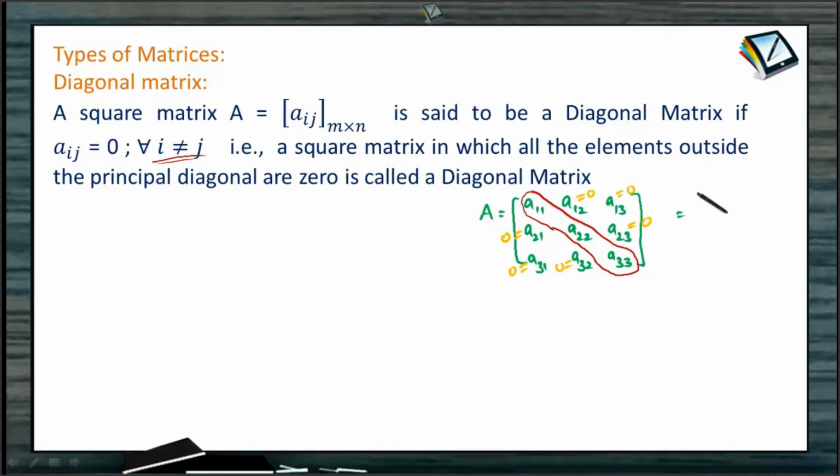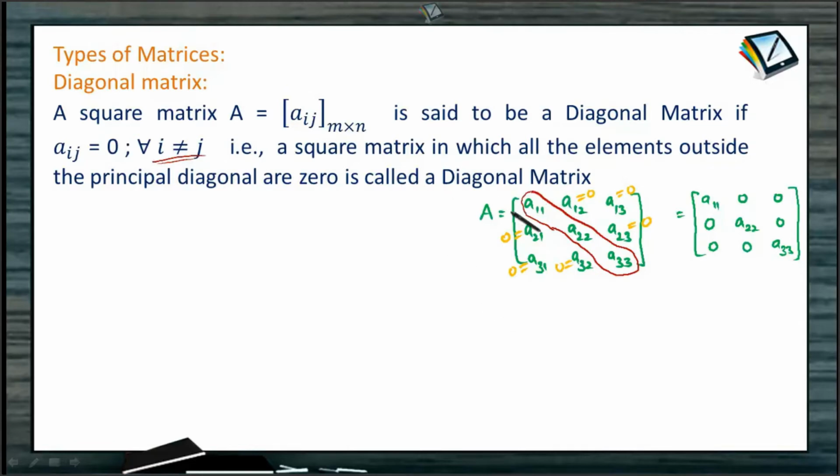Then how will this matrix be? When you write the entries with zeros at non-diagonal places and the diagonal elements as they are, then this is A11, 0, 0, 0, A22, 0, 0, 0 and A33. Except at the principal diagonal, all the other elements are zeros. Then such a matrix is a diagonal matrix. A square matrix in which all the elements outside the principal diagonal are 0 is called a diagonal matrix.